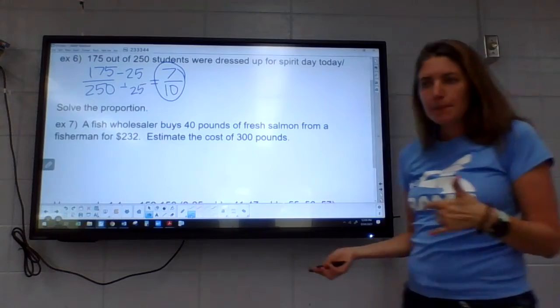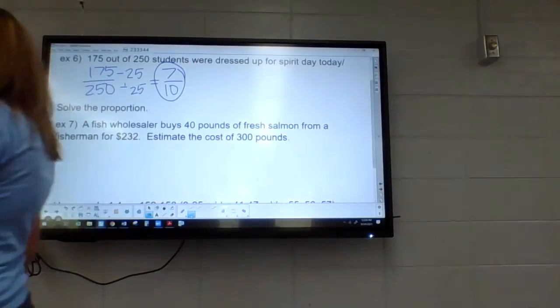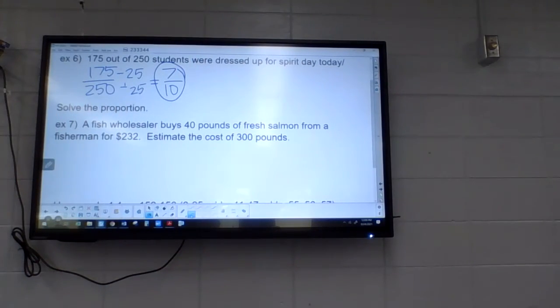I would like you to set up a proportion for this. I know some of you are good at figuring things like this out without a proportion. I ask that you do it just in case, if it's something you aren't too sure about, the proportion really helps things out.